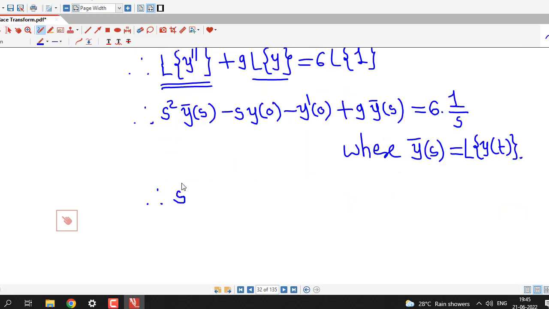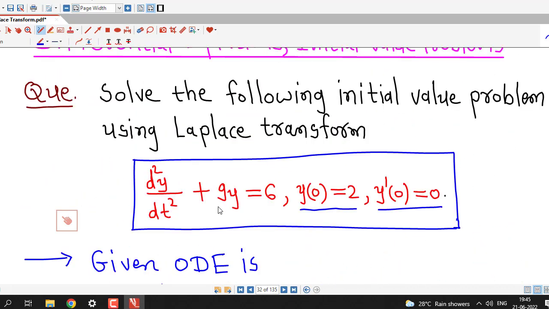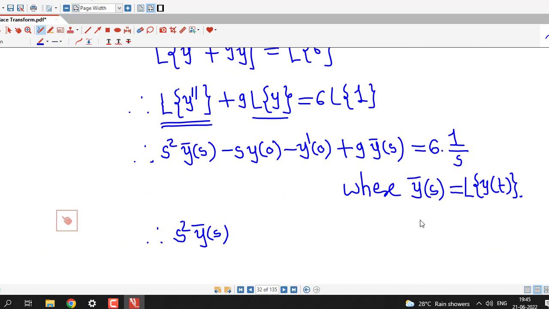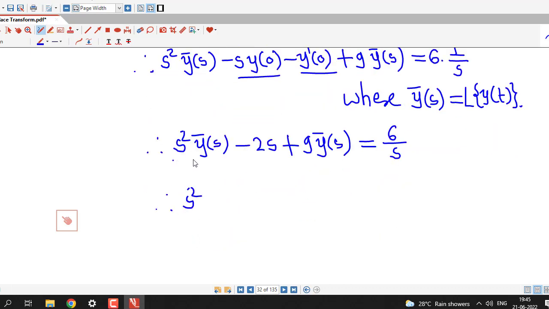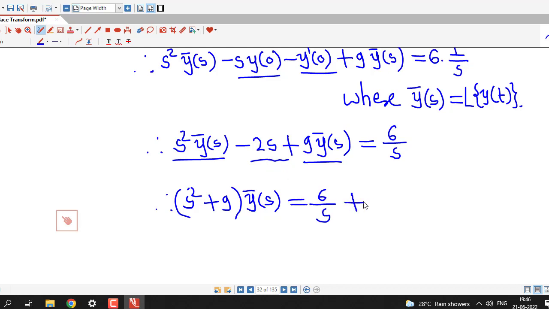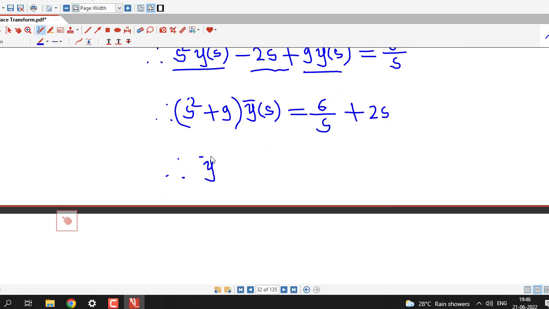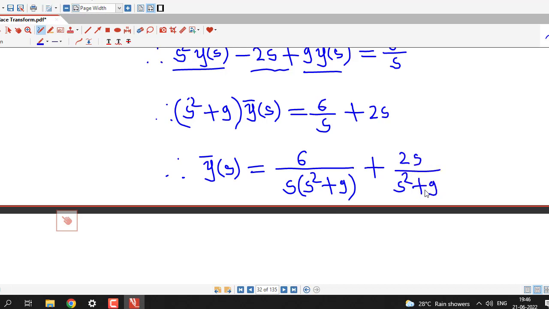In the next step we use the initial conditions. We are given that y of 0 is 2 and y dash 0 is 0. So we put y of 0 equal to 2, and here we will have 2s. y dash 0 is 0, plus 9 times y bar s equal to 6 divided by s. We are interested in y bar s, so we combine these two terms and have s square plus 9 times y bar s, and we transfer this minus 2s to the right hand side. So we have 6 by s plus 2s. Therefore y bar s equals 6 divided by s times s square plus 9, plus 2s divided by s square plus 9.